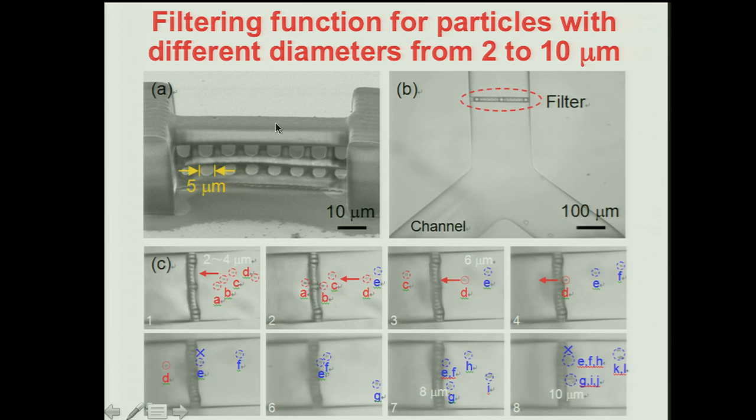To demonstrate the performance of this integrated biochip, microparticles with different diameters from 2 to 10 microns were introduced into the microfluidic channel with water. As you can see from these photos, the microparticles with sizes of 2 and 4 microns can go through the microfilter because their sizes are smaller than the hole size formed in the microfilter. On the other hand, the microparticles with larger sizes of 6, 8 and 10 microns are hindered by the filter from passing.